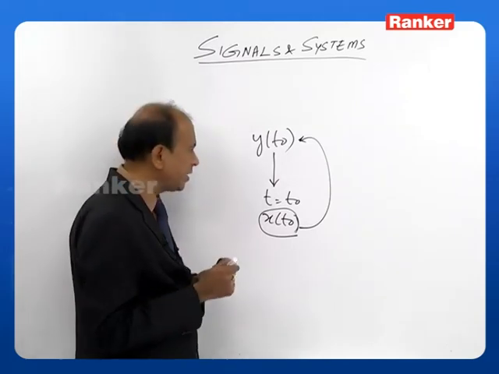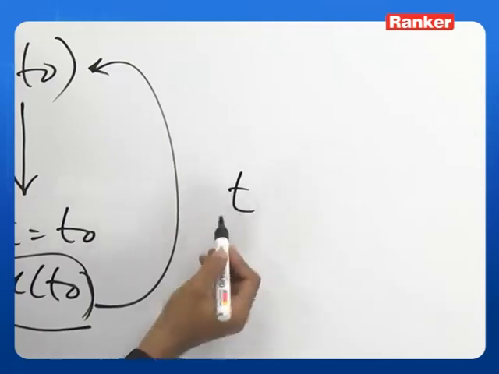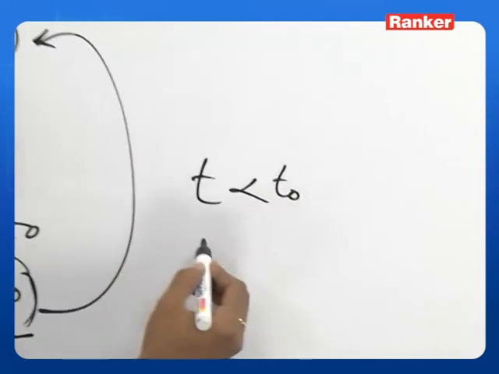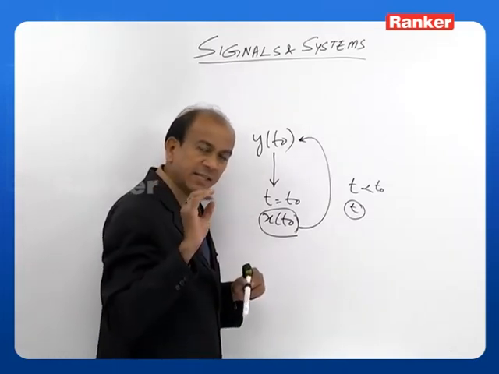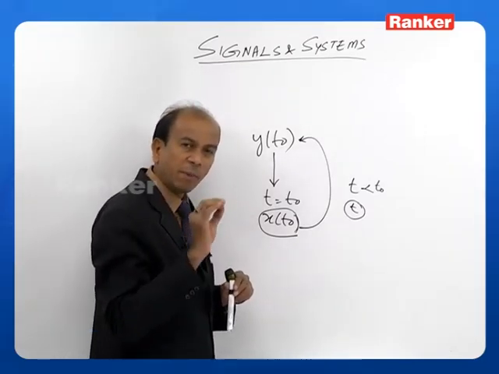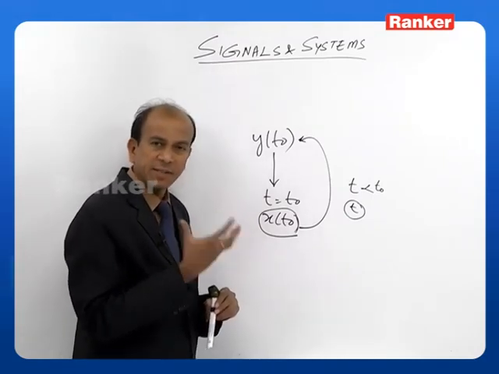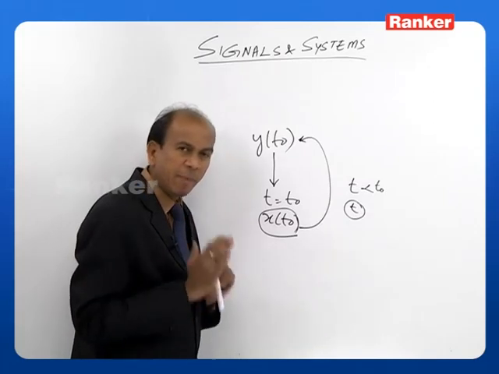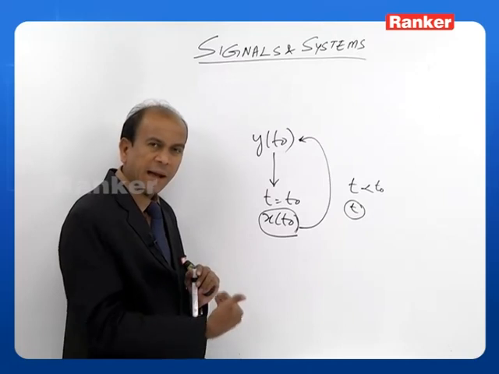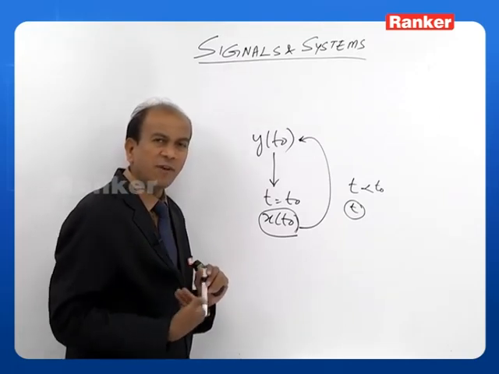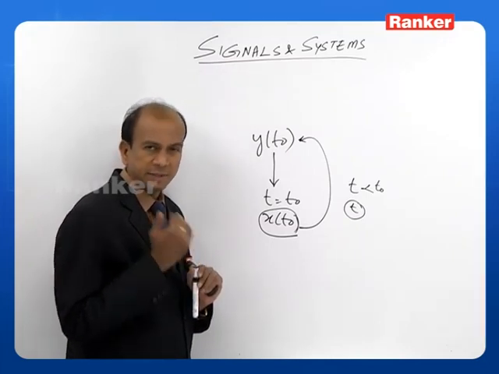And here significantly, this y of t naught doesn't depend on what happened when t is less than t naught, or in other words, there is no way of remembering what happened earlier. That is why this is called a memoryless system. Output is only dependent on the present. The past is not recorded, the past is not known, or the past has no influence on the present input. Such a system is called a memoryless system.